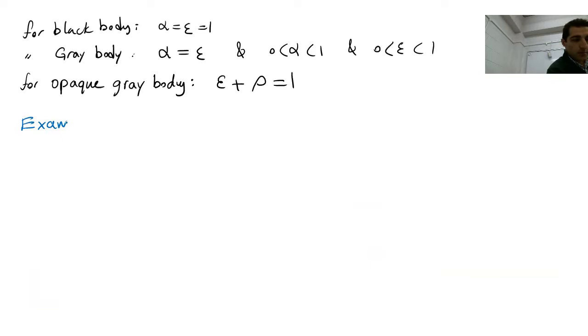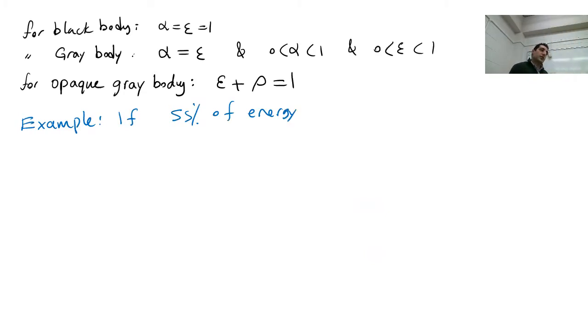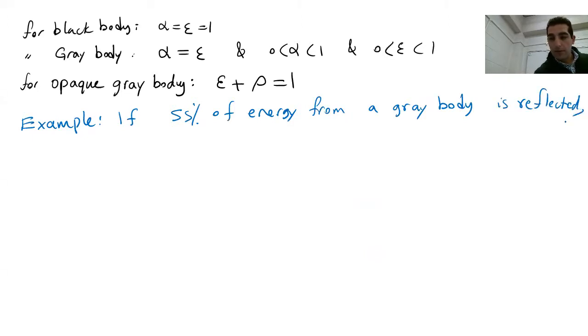Example. If 55% of energy, by the way, if you can solve it quicker than me before I start solving this, just tell us the answer. If 55% of energy from a gray body is reflected, what is the emissivity of the body?